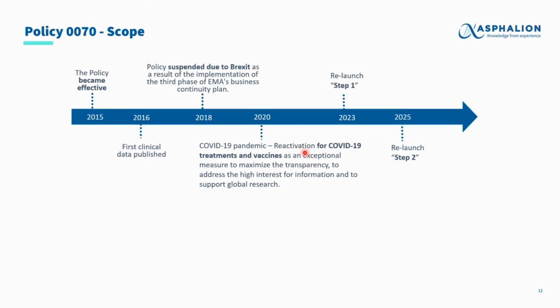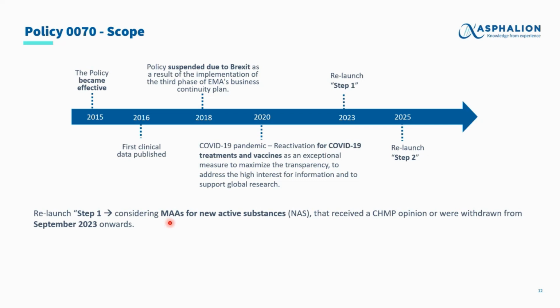But as said, we are in phase 1, but the implementation of Policy 70 has not been fully applied since the beginning. The policy became effective in 2015, and then started through 2016, 17. Then in 2018, it was suspended due to Brexit and the relocation of the EMA. In the pandemic, it was reactivated for COVID treatments and vaccines. And then in 2023, the relaunch was implemented, but this just concerns new marketing authorizations for new active substances that received the CHMP opinion or were withdrawn after September 2023. And now we are waiting for the relaunch of phase 2.